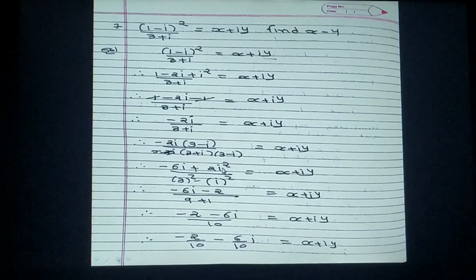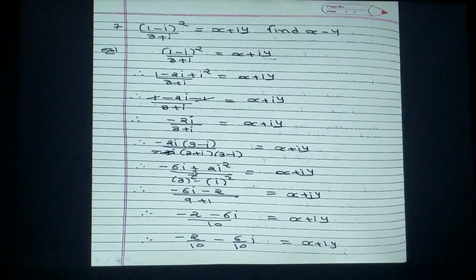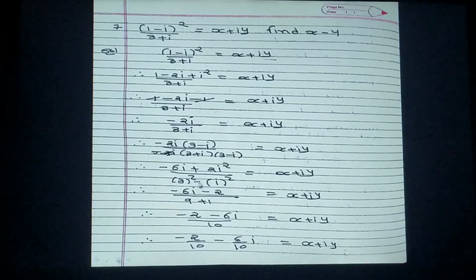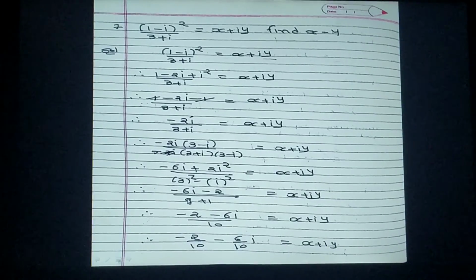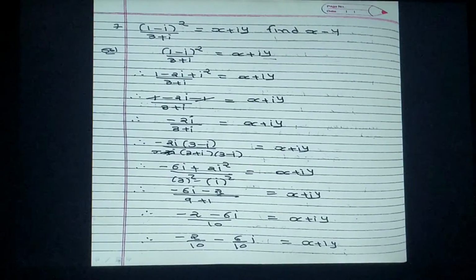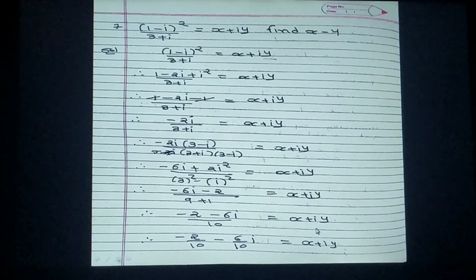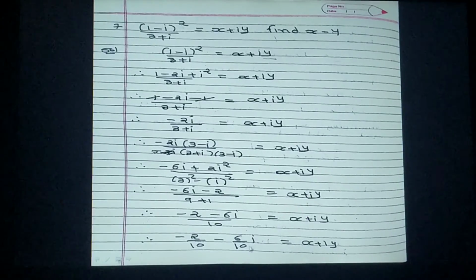So again here i square is minus 1, so minus 6i, this plus is converted into minus 2, minus 6i minus 2. Here i square is also equal to minus 1, so minus minus plus, 3 square is 9, 9 plus 1. Minus 6i minus 2 upon 9 plus 1 is equal to x plus iy. So 9 plus 1 is 10. We write minus 2 minus 6i divided by 10 is equal to x plus iy. Now the denominator is divided in both terms. Minus 2 upon 10 minus 6 upon 10 into i is equal to x plus iy.